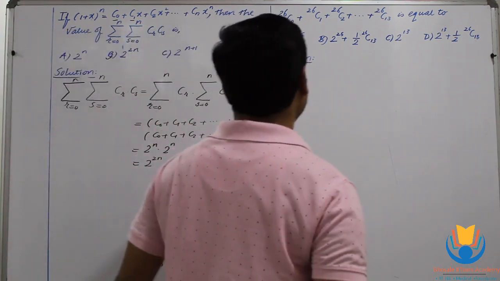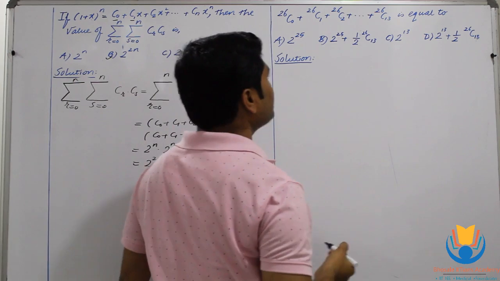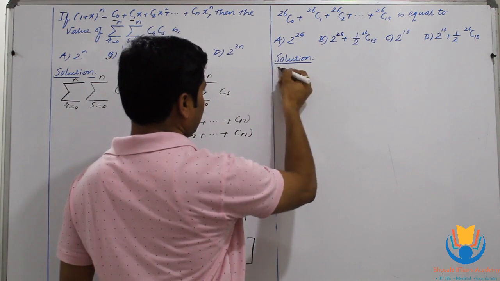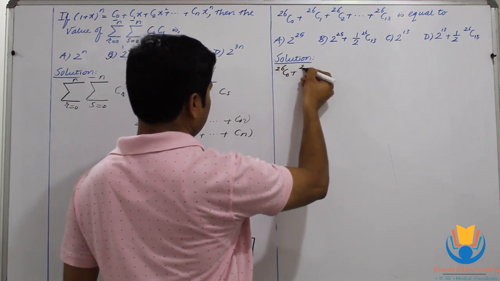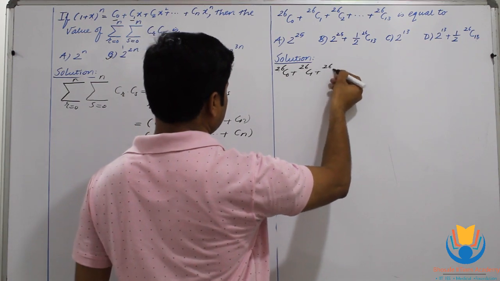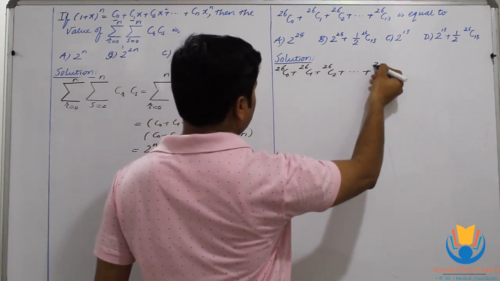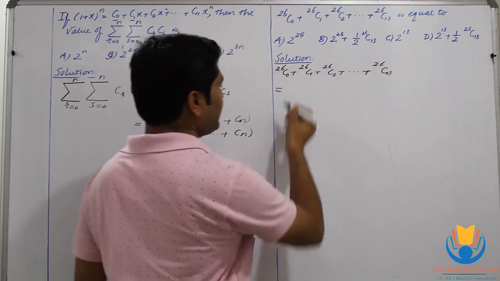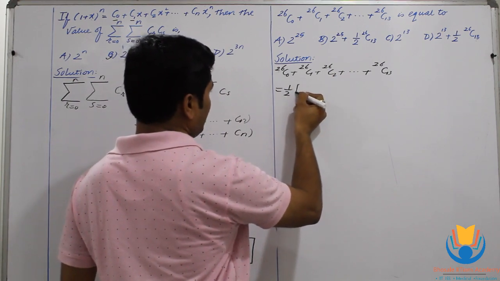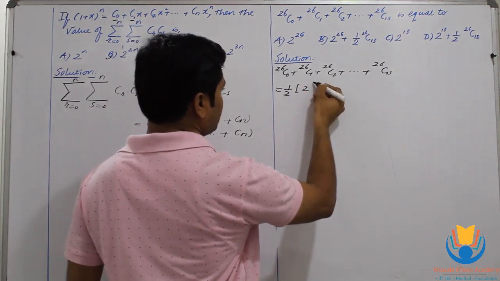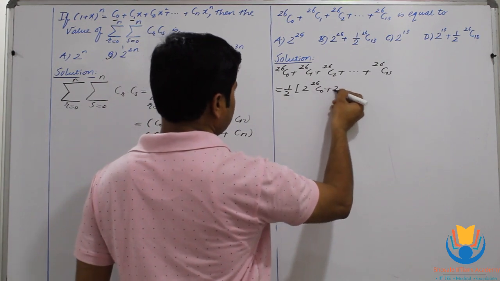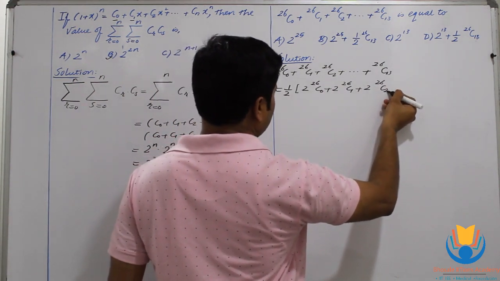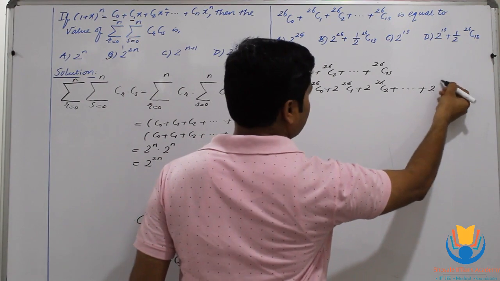So let's start the second MCQ here. We have to find the value of this sum of coefficients. Let's copy it here: 26C0 + 26C1 + 26C2 + ... + 26C13. Let's multiply by 2 and divide the whole bracket by 2. That becomes half into (2 times 26C0 + 2 times 26C1 + 2 times 26C2 + ... + 2 times 26C13).